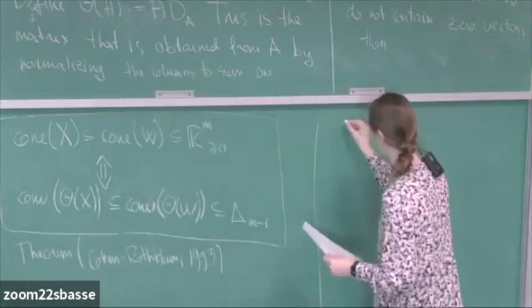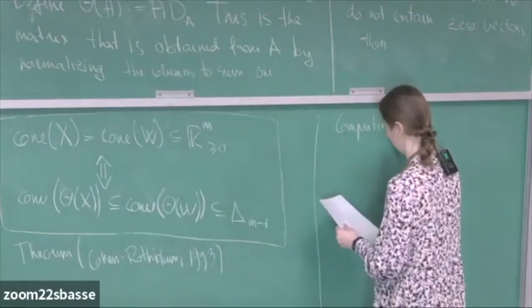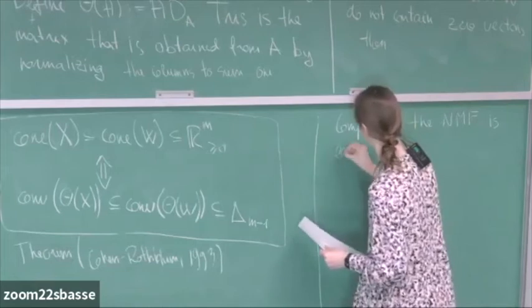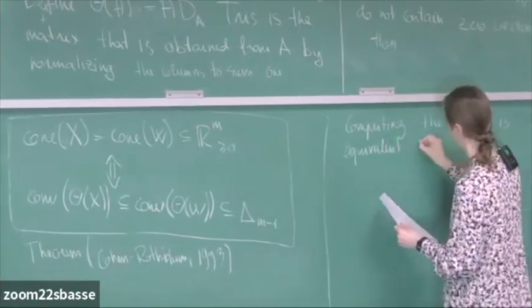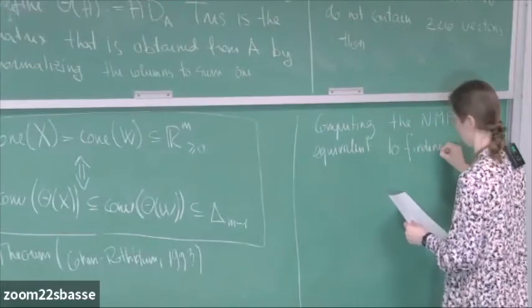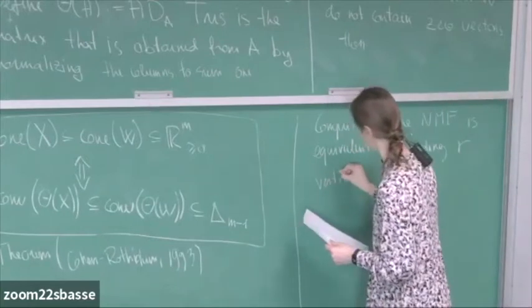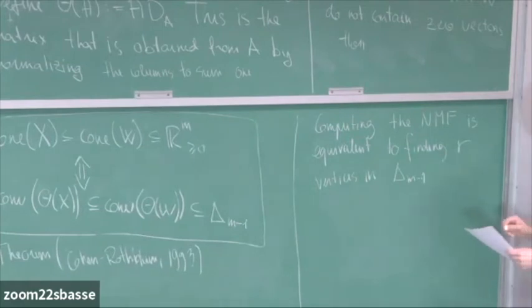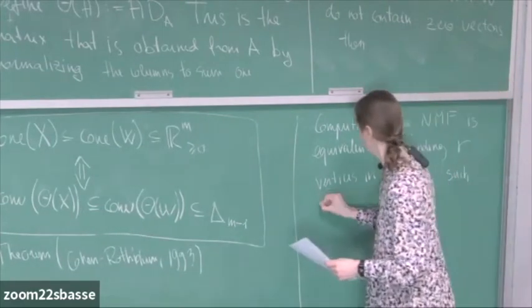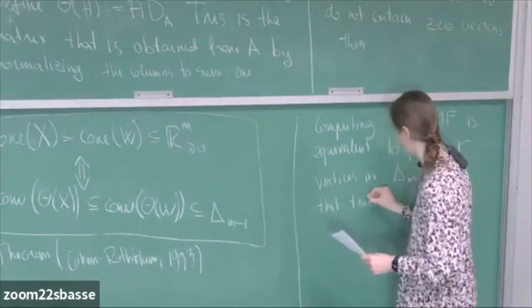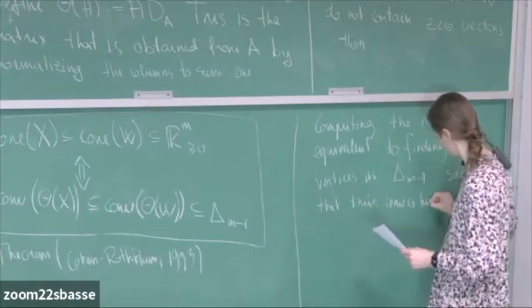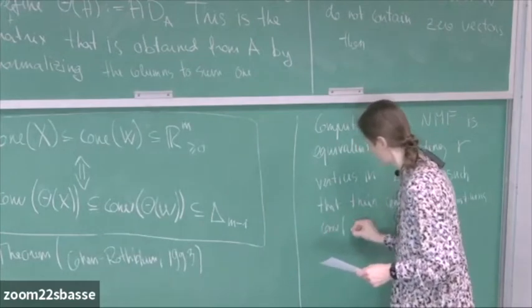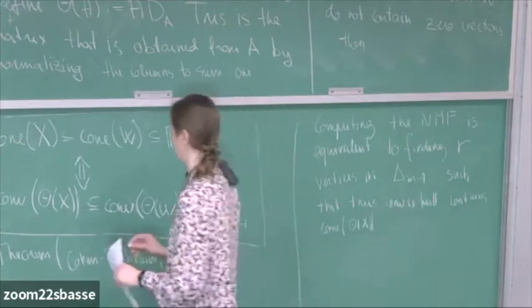This theorem says that computing the non-negative matrix factorization is equivalent to finding R vertices in the n-1 dimensional unit simplex such that their convex hull contains the convex hull of theta x. So basically, it's already what I wrote here.